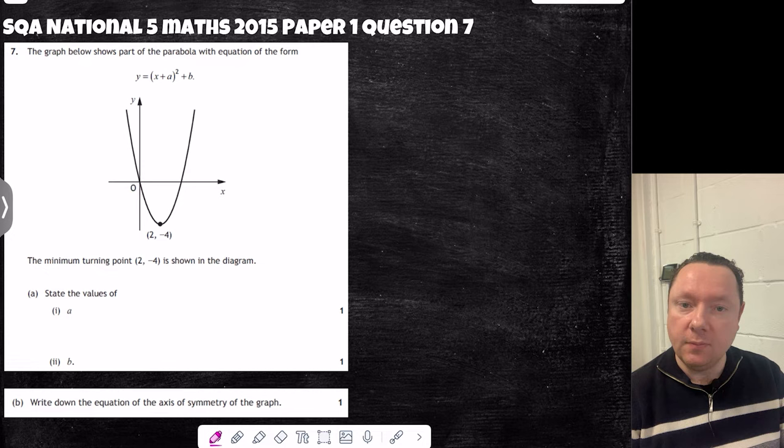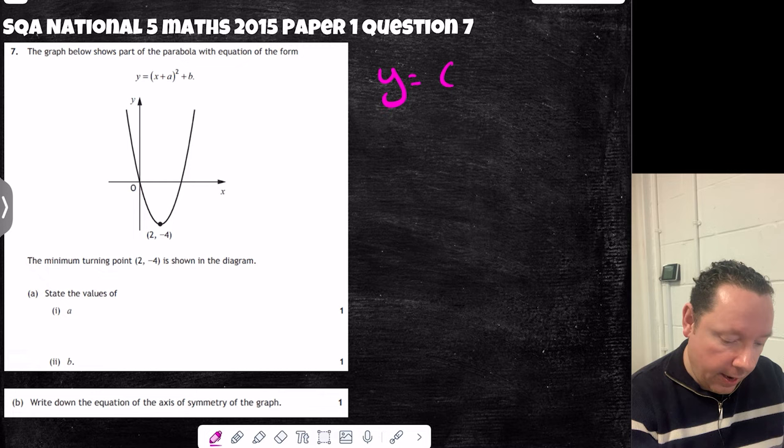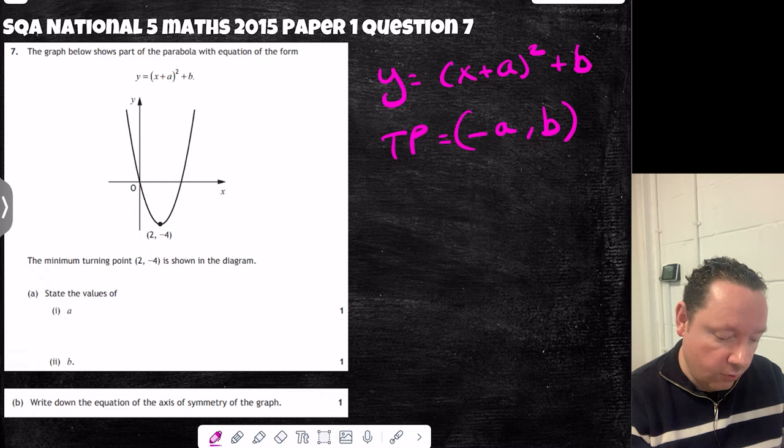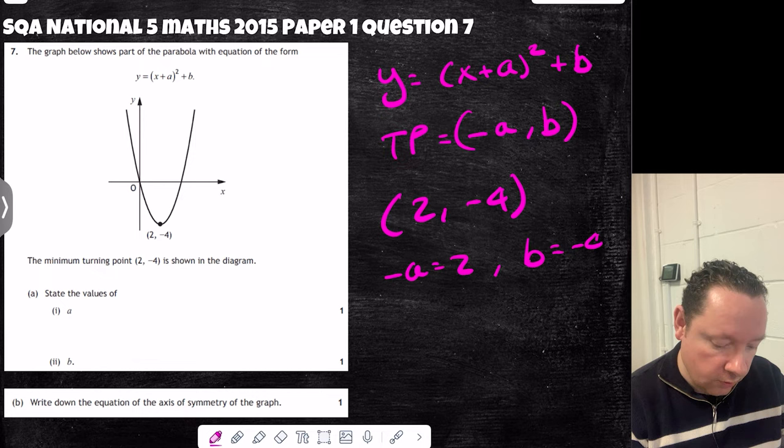Remember, the turning point can be given to you from completed square form. If I've got y equals (x plus a) squared plus b, then the turning point, remember, is equal to (minus a, b). The sign changes on the a, but the b stays the same. So I'm just putting (2, minus 4) back in. So I've got (2, minus 4) as my turning point. So that is minus a equals 2, and b is minus 4. So that means that a is equal to minus 2, because minus a is 2.